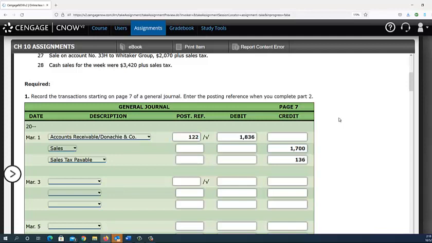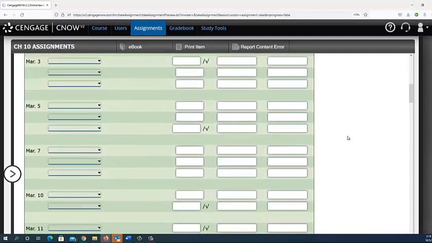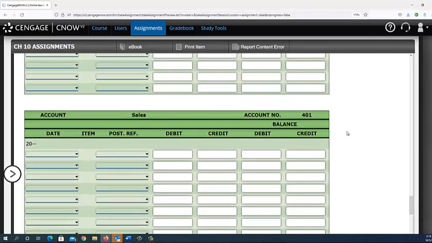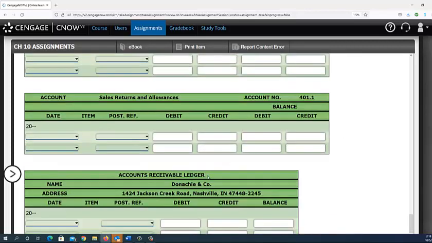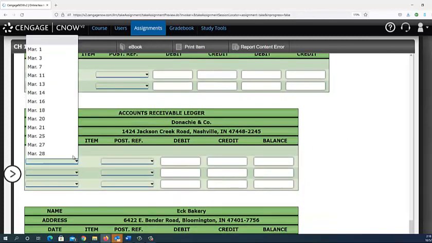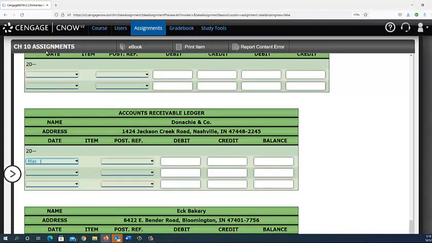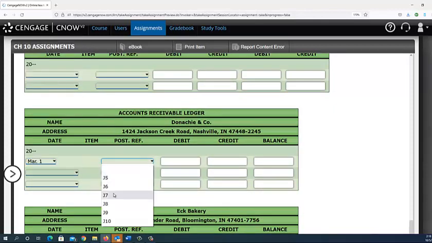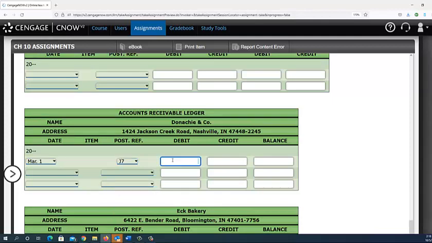Okay, now we need to post this figure a second time to Donacci & Company's accounts receivable ledger. If we scroll nearly to the bottom, we'll see the accounts receivable ledger, and it's posted very much like the general ledger. You just enter the date, the posting reference. It came from journal page 7. We're going to enter the total that we debited accounts receivable for, and then move over the balance.